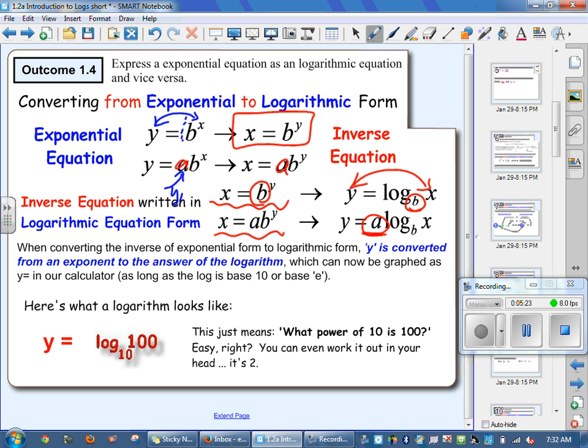So it says when converting the inverse of exponential equations to log equations, the y is converted from an exponent in the exponential equation to the actual answer of our log, which can now be graphed as y equals in our calculator, as long as we have a base 10 or base e. So what the heck does that all mean? Let's investigate further. Let's see what a log looks like.